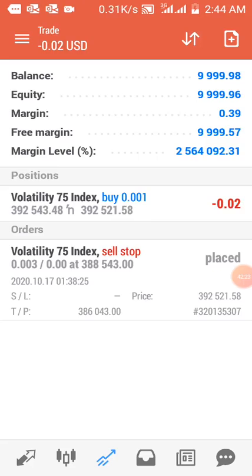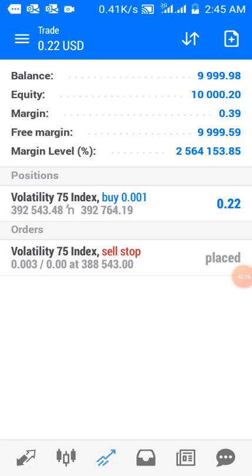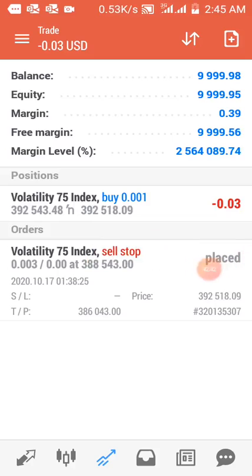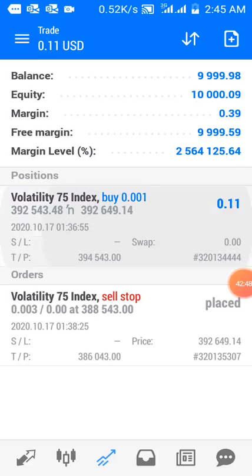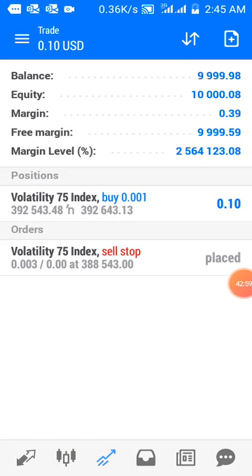Now, if we have the three trades triggered, then we'll place the final fourth trade, which is our third edge trade, and that will be placed at this point, 388,543. Don't forget, the take profit for all the trades will be 2,500 points, and the stop loss will be 6,700 points.